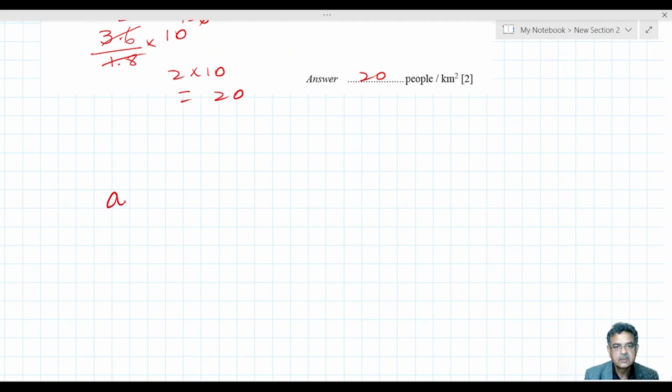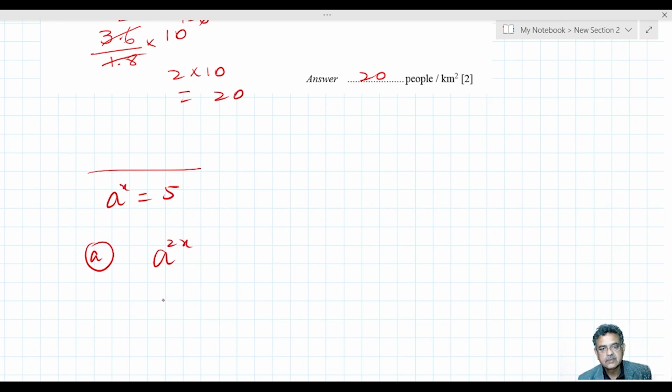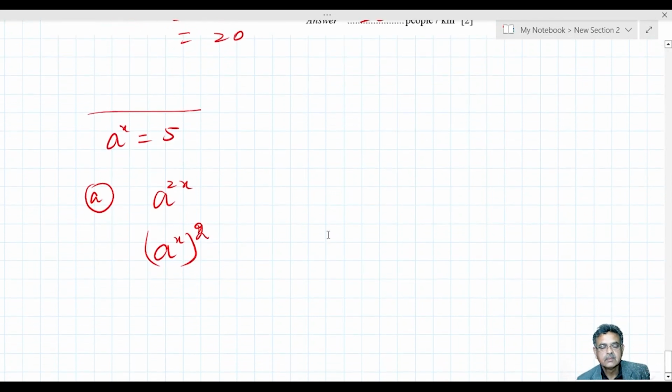I want to do a power x is equal to 5. This is given. This is another question from a past paper, and it is asked to find a power 2x. How can we find it? We know this property that power of a power, they are multiplied. So we can write it as a power x, power 2. Now a power x is 5. 5 power 2, that is 25.